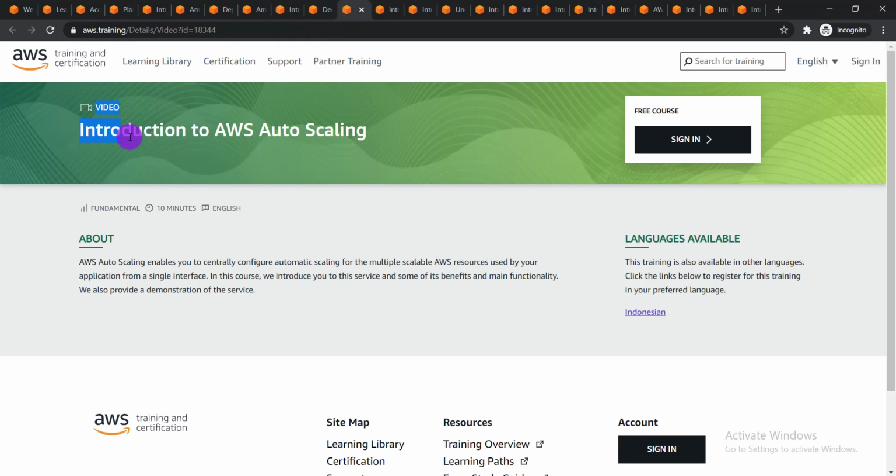Next course is Introduction to AWS Auto Scaling. It is a very short course. The duration of this course is 10 minutes, and it is fundamental level course. The next one is Introduction to AWS Fargate. It is fundamental course and also short course. The duration is 10 minutes.